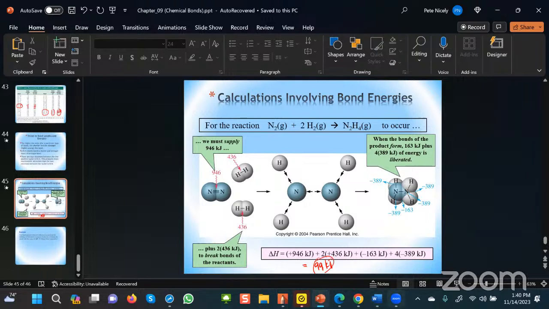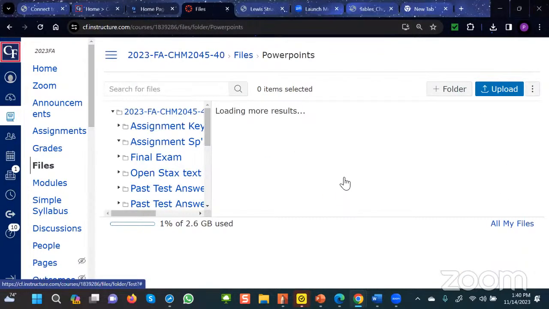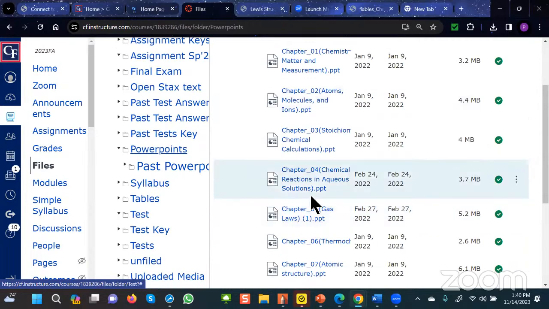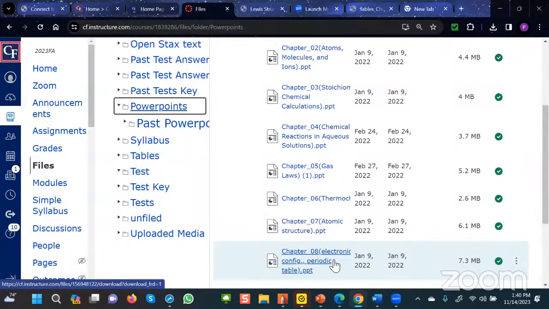So what was 6 again? 6 was thermochemistry. Okay, 6 was thermochemistry, 7 is atomic structure, 8 was electron configuration, and so on. So let me make a note of that before I forget. Test number 3: 6, 7, and 8.